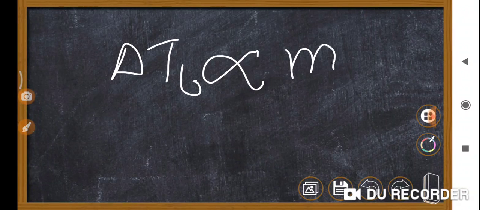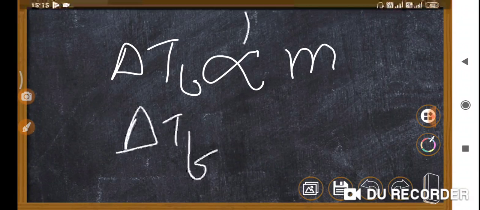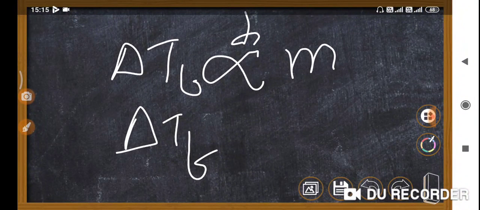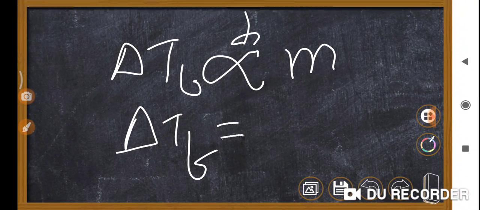It is found that delta TB is directly proportional to molality, right? Delta TB is directly proportional to molality. So if we remove the symbol of proportionality, we are going to put a constant, and here KB is your constant and m is your molality, right?